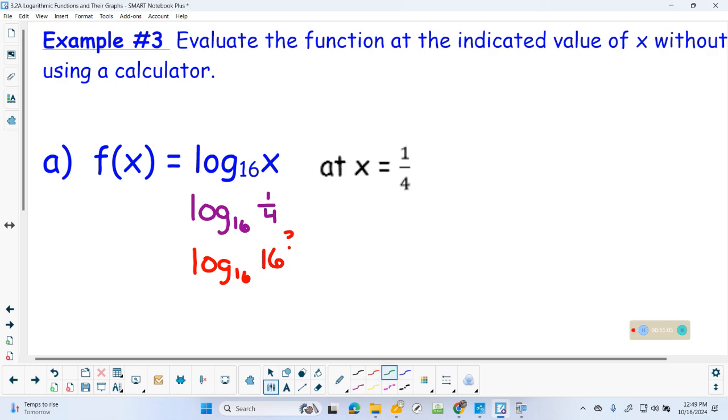Now, let's have a little talk about how we can make this happen. I know 4 does relate to 16. I want to rewrite that with some sort of operation with 16, because what's the square root of 16? 4, right? So this is equivalent to 1/4, agree?